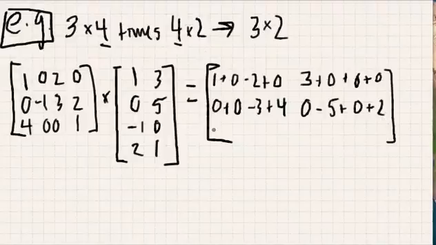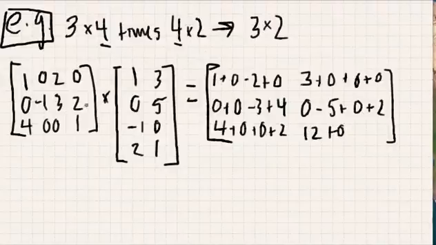Then finally, to get the third row, I've got to get the third row down here. To get the first column, I use the first column here, so 4 times 1 gives me 4, 0 times 0 gives me plus 0, 0 times -1 gives me plus another 0, 1 times 2 gives me plus 2, and then to get the last guy, last row, last column, 4 times 3 gives me 12, 0 times 5 gives me plus 0, 0 times 0 gives me plus another 0, and 1 times 1 gives me plus 1.